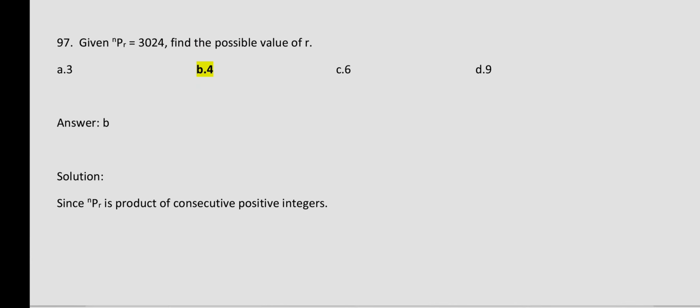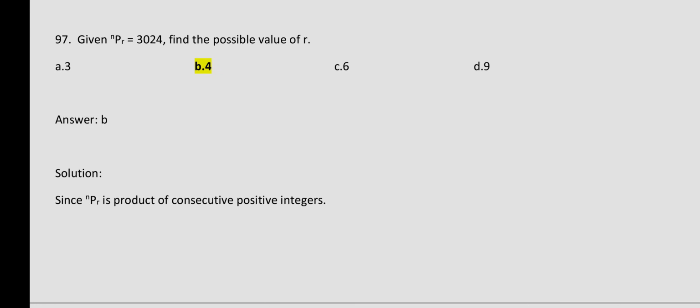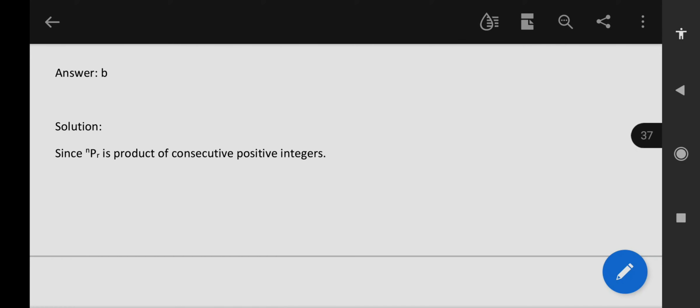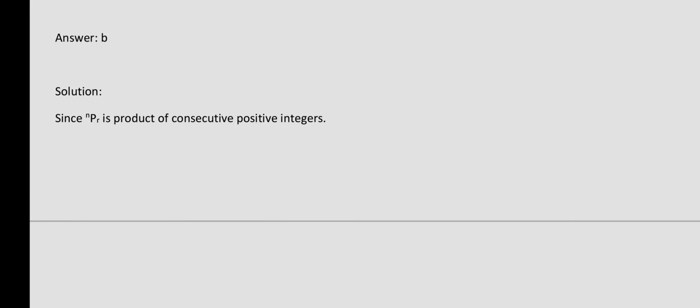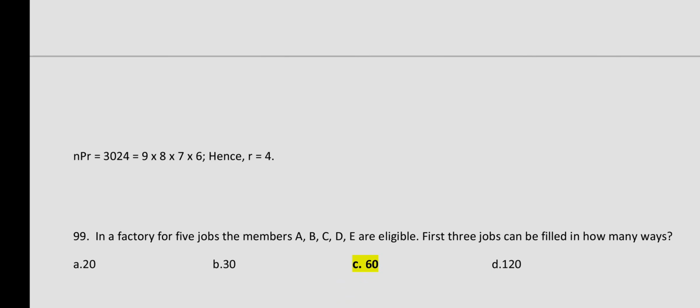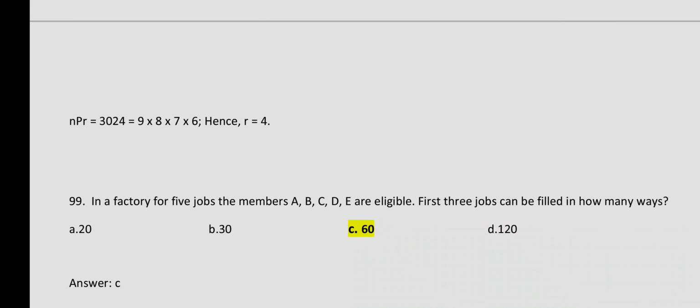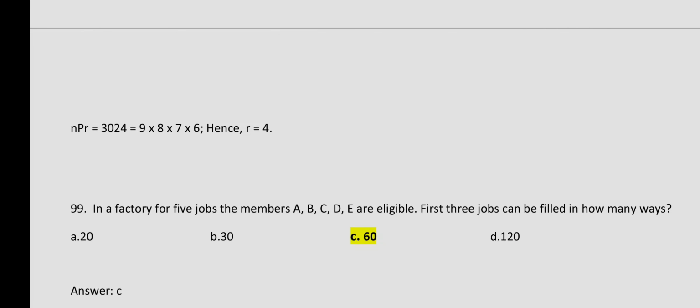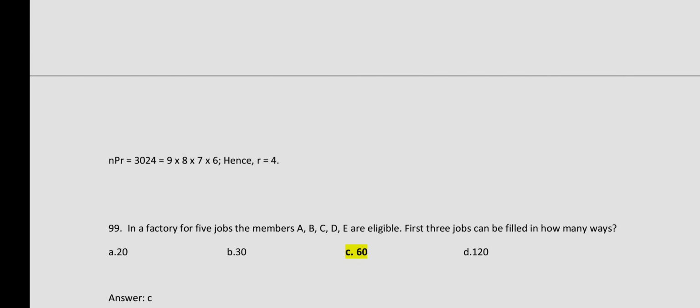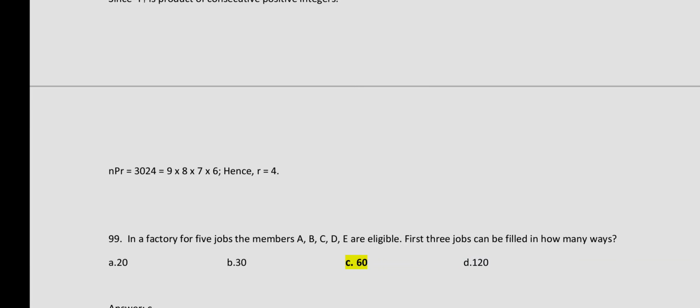Okay, number 97, given nPr = 3024, find the possible values of r. Sagot dyan ang letter B, 4. Solution: Since nPr is a product of consecutive positive integers, nPr mo is 3024, magiging 9 times 8 times 7 times 6. Therefore, yung r mo dyan ay 4.